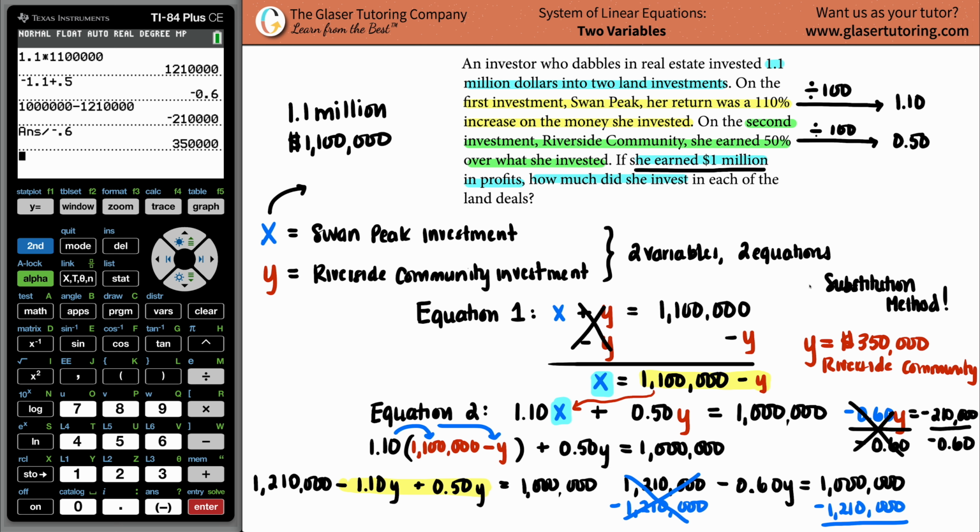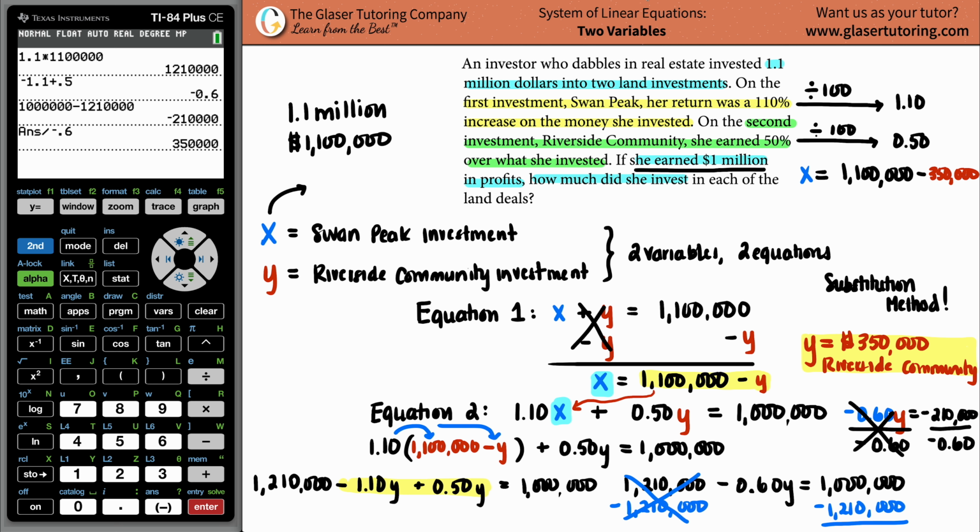Okay. And now we need to find out how much was invested. Keep in mind that this was the initial investment. So she put in $350,000 into Riverside Community, and now we have to find out how much she put into Swan Peak. But just go back into your equations and pick one of the equations that work for you. Since this one's already x equals, maybe we'll just do that. So x equals the 1,100,000 minus the Riverside Community, which was the 350,000.